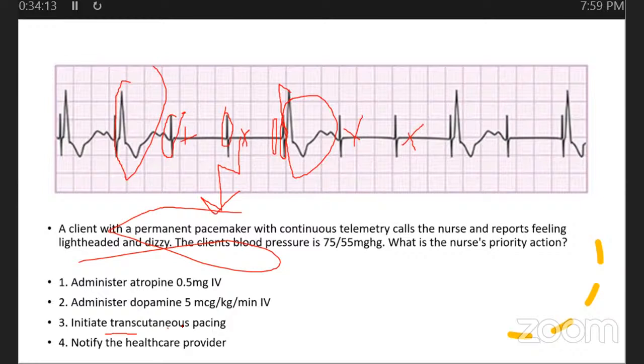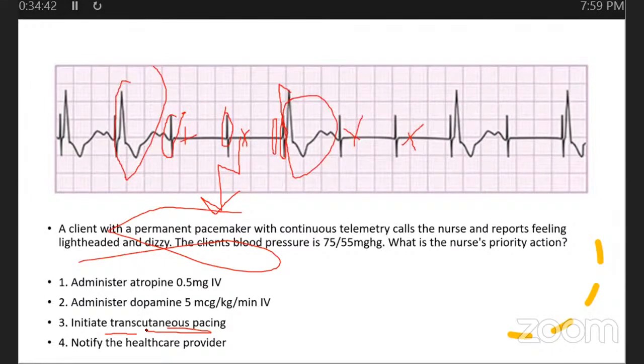Trans means through, cutaneous means skin. So we're going to have to do this through the skin, at least to stabilize him and normalize the heart rate, while we get the doctor involved to know why the permanent pacemaker has failed. Again, like I mentioned, before you rush to call the doctor, ask yourself, is there something I can do before I call the doctor? I need to gather more information before I call the doctor.